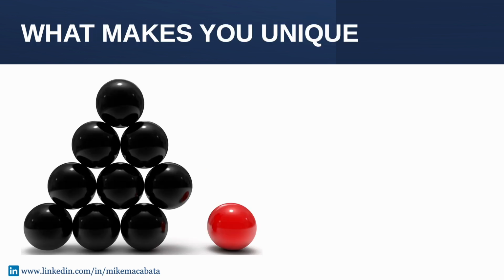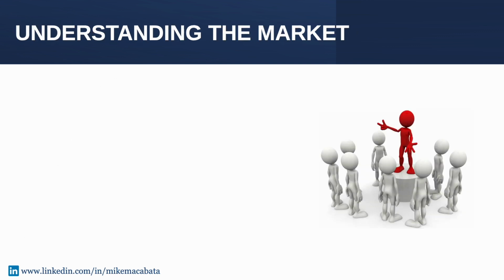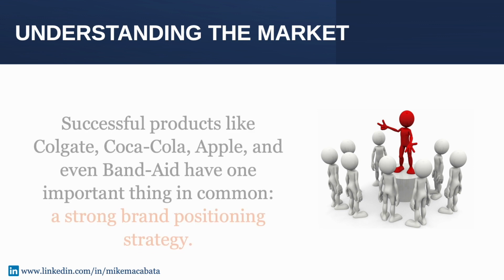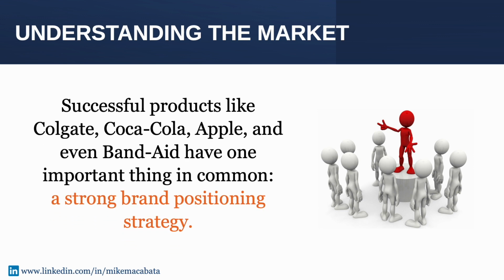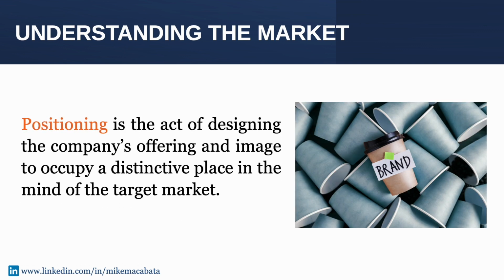So I have a question. If you hurt your hand, do you ask for a bandage or a band-aid? Or when you go to a sari-sari store, have you heard people ask for Colgate when referring to a toothpaste? Probably yes to both. Successful companies like Colgate, Google, Apple, and even Band-Aid have one important thing in common: a strong brand positioning strategy. Positioning is the act of designing a company's offering and image to occupy a distinctive place in your target market's mind.